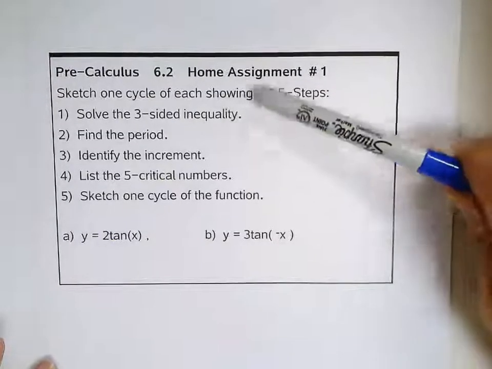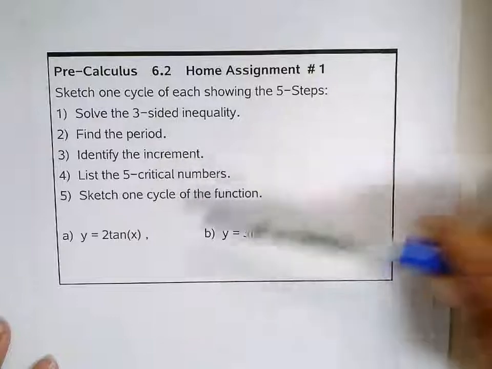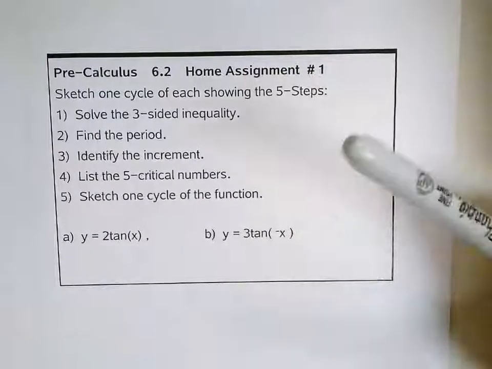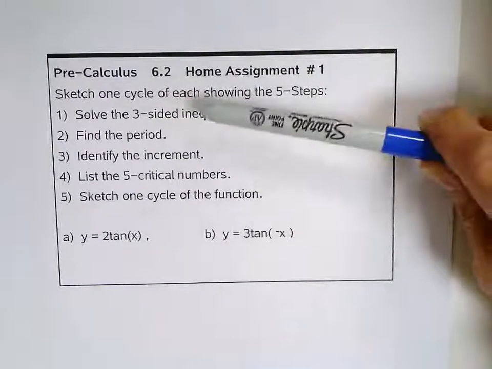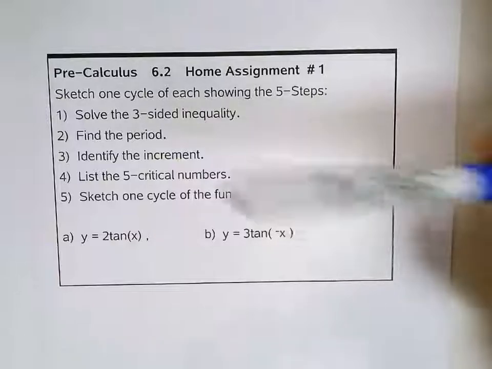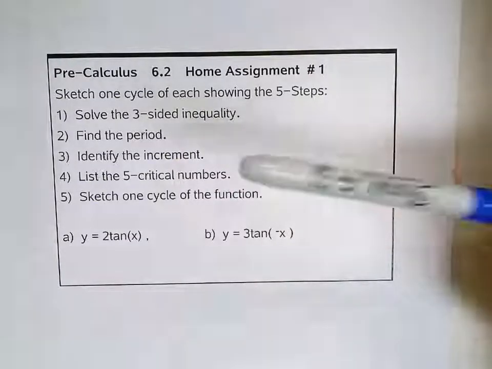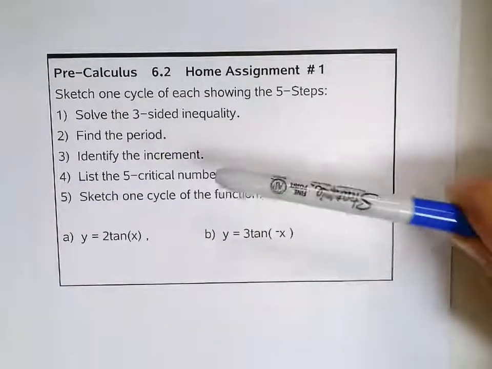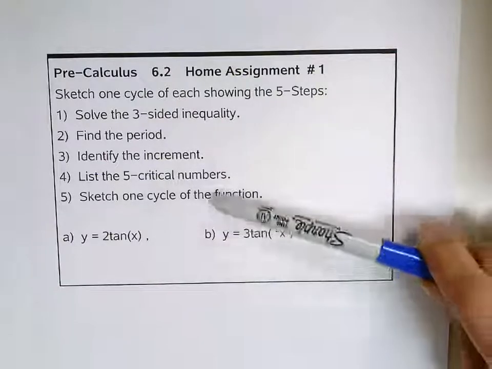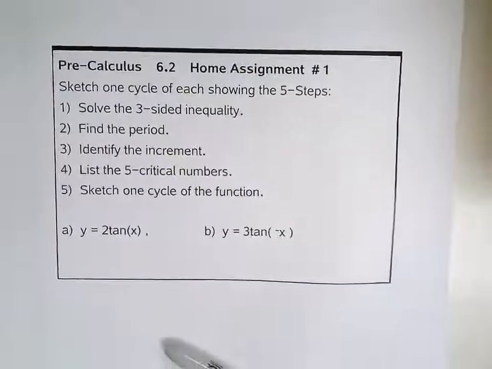So we're going to sketch one cycle of each of these functions showing the 5 steps. The first thing we want to do is solve the three-sided inequality, then find the period, then identify the increment, then list the 5 critical numbers, and then sketch one cycle. So this is your home practice.